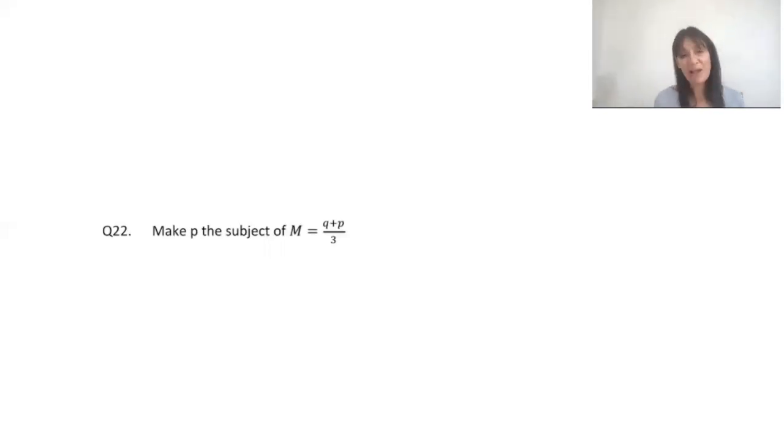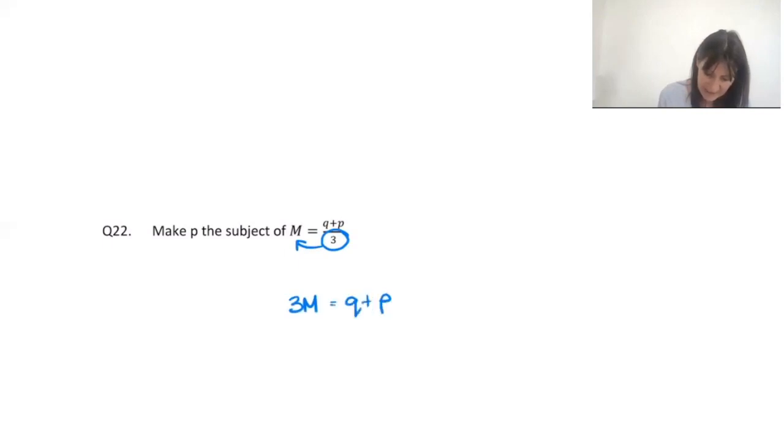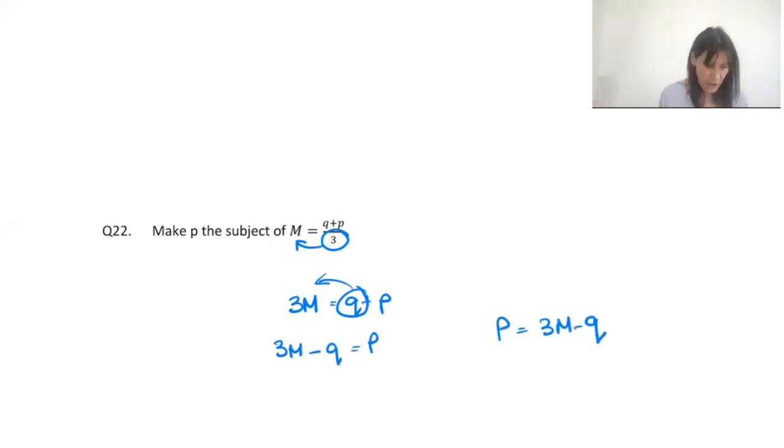Okay, this is quite a nice simple one, so nothing hopefully too tricky here. To get p on its own, I'm going to need to move this divide by 3. So I've got 3 times m equaling q plus p, and then I'm picking up that q, and it's going to land as minus q. 3m is already there. So p is equal to 3m minus q.